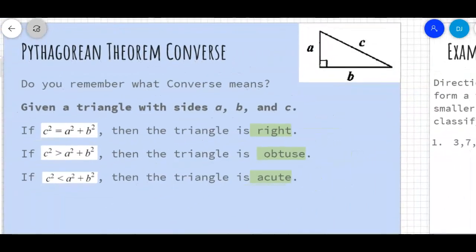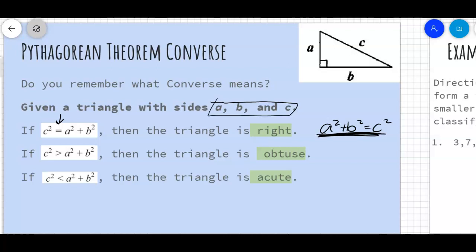So, Pythagorean theorem converse. Do you remember what converse means? We talked about that already. It means that we're going to reverse from what we originally knew. Last lesson, we knew that it was a right triangle, so we could find a missing side length. In this case, we don't know if it's a right triangle at all. So we're proving that it's a right triangle by looking at a, b, and c and seeing if they are equal. With our Pythagorean theorem, our equation is a squared plus b squared equals c squared. So when the squares of the two leg lengths add up to the square of the hypotenuse, it is definitely a right triangle.